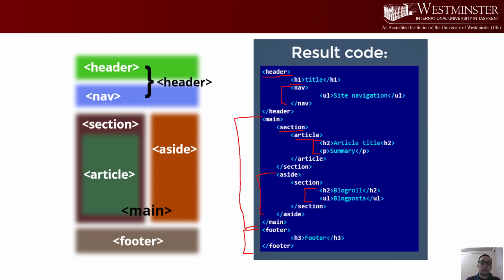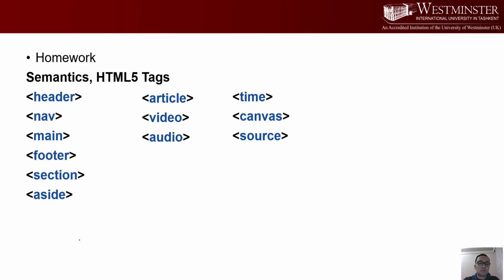So as the result, what we will see is, first of all, our header appears, then our navigation appears. Then what we see is our big section that consists of an article and an aside inside of main. And at the very bottom we have the footer. Do some Google search, do some reading to identify why I need this header, nav, main, footer, section, aside, article, video and audio tags. We have some other tags including time, canvas and source.